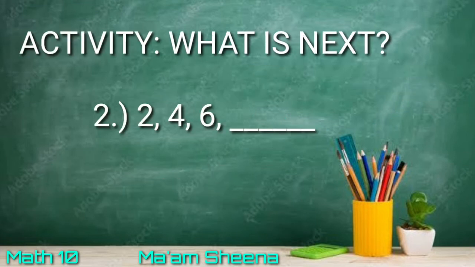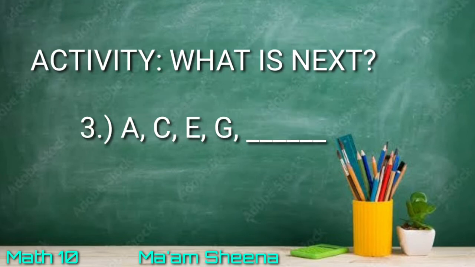So let's have number 2. We're going to have 2, 4, 6. And what will be the next term? So if you can notice, from 2, it becomes 4. So you just simply add 2. From 4, it becomes 6. So simply plus 2 again. So therefore, the next term is equal to, yes, correct. That will be 8. And for number 3, you're going to have a set of letters.